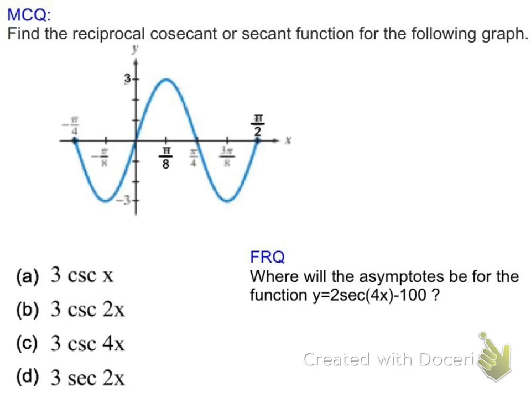The graph here in blue is either a sine or a cosine function. See if you can figure out what the rule is, and then convert that to cosecant, or maybe it's secant, for the following graph. The next question is asking where the asymptotes will be for the function. Remember, the asymptotes depend on the x values, so see if you can draw a sketch of this function to help you figure that out. But try and find the asymptotes for y equals 2 secant of 4x minus 100.